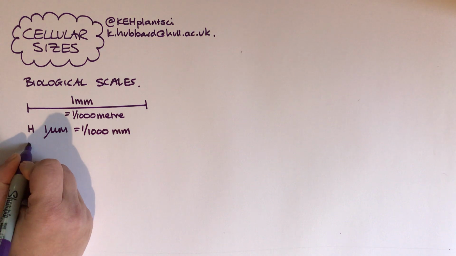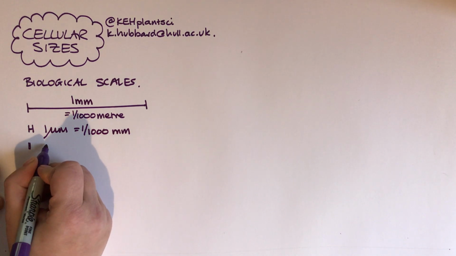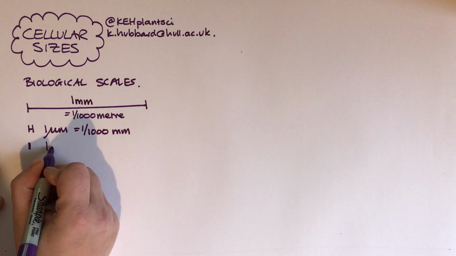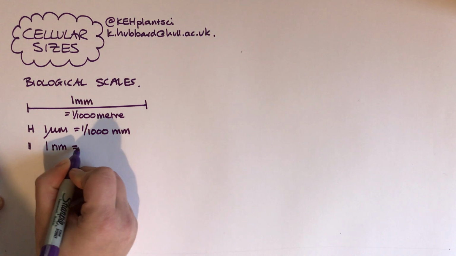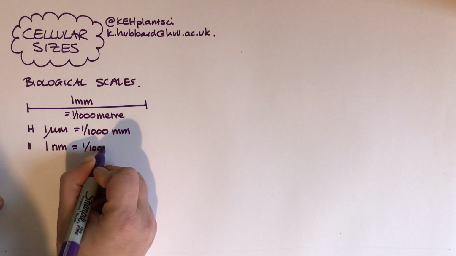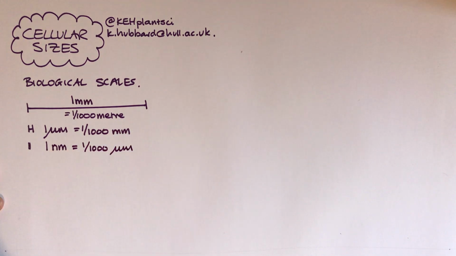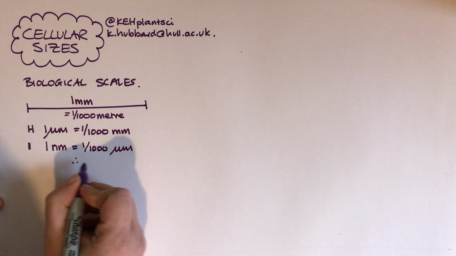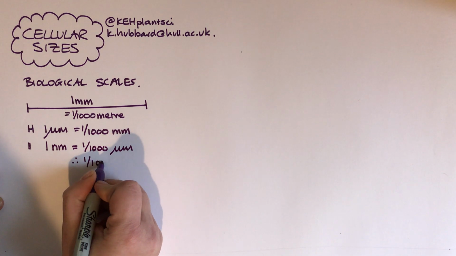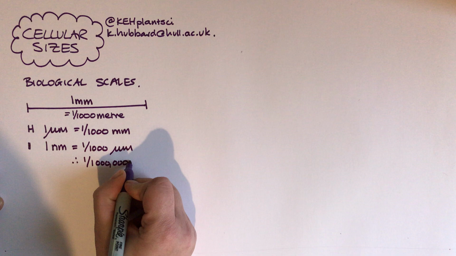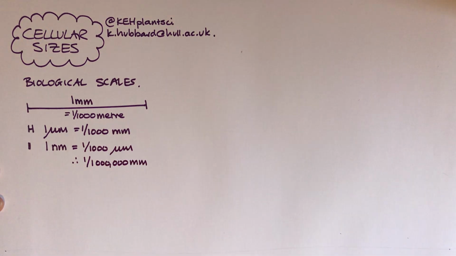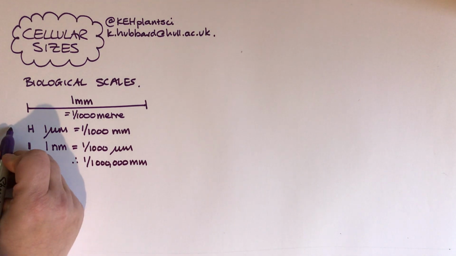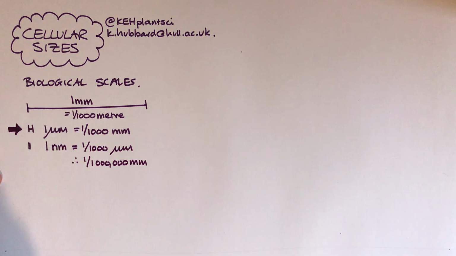Sometimes we're thinking even smaller than that. So if I have two lines very close together there, we can think also in terms of nanometers. 1 nanometre is 1,000th of a micrometre. Therefore, it's a millionth of a millimetre. When we're dealing with very small things like viruses, we might be thinking in the nanometre range, but usually in most of the biology that we're looking at, we're thinking in micrometres.